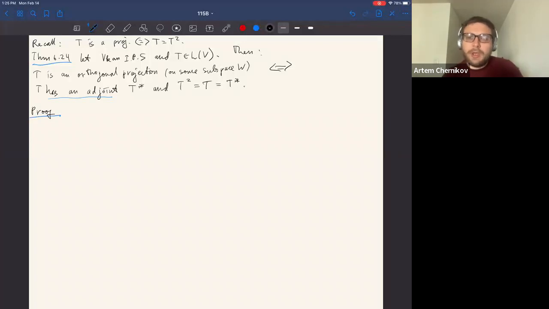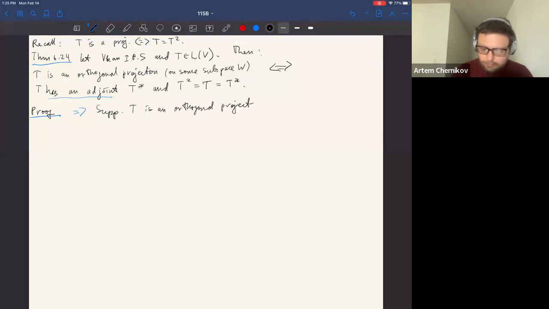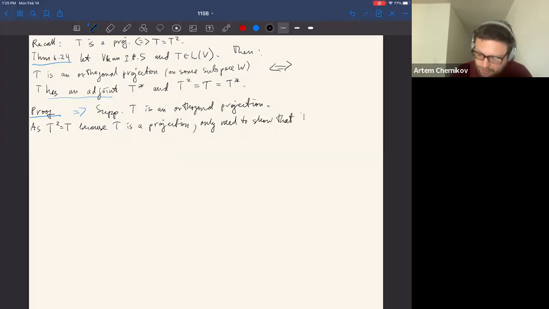Okay, so proof. We need to prove two implications. So first, let's show left implies right. Suppose that T is an orthogonal projection, then we immediately already know that T squared is equal to T because T is in particular a projection. Then to prove the right-hand side, we only need to show that the adjoint T star exists and that it's equal to T, so that T is self-adjoint.